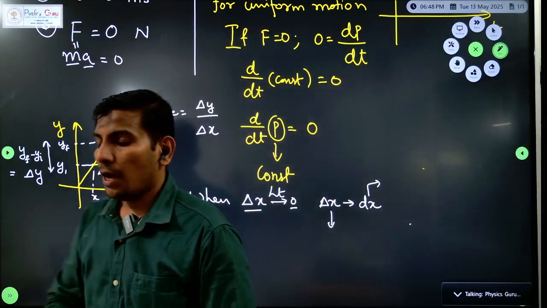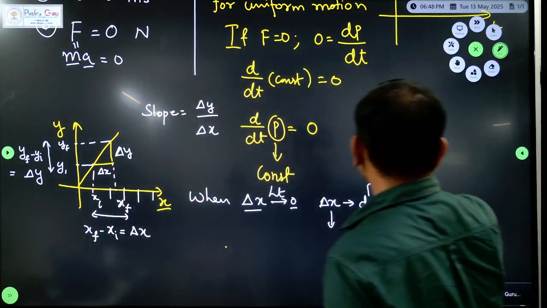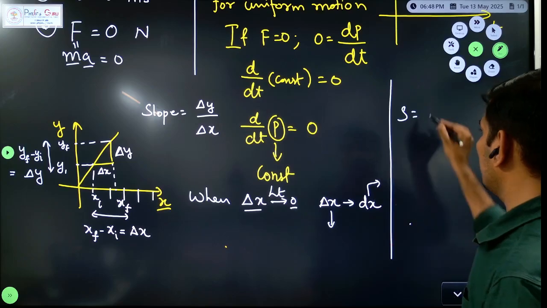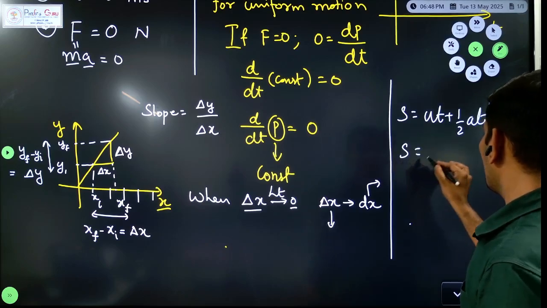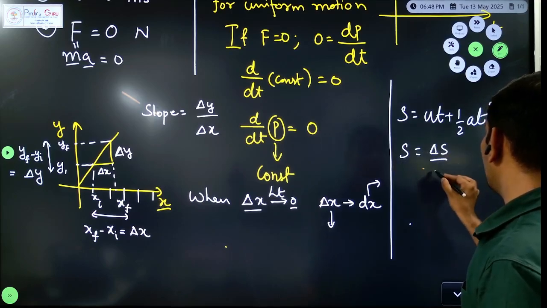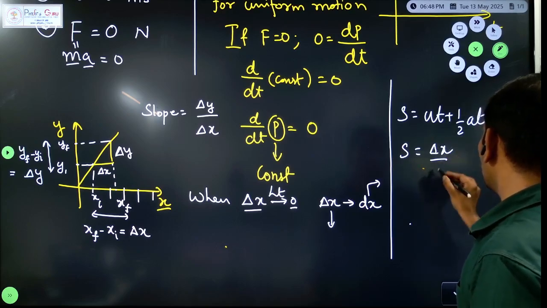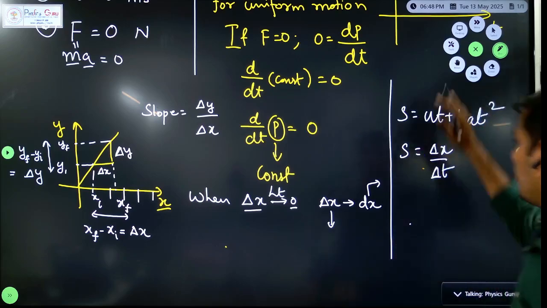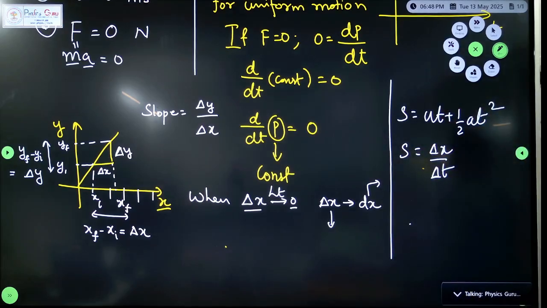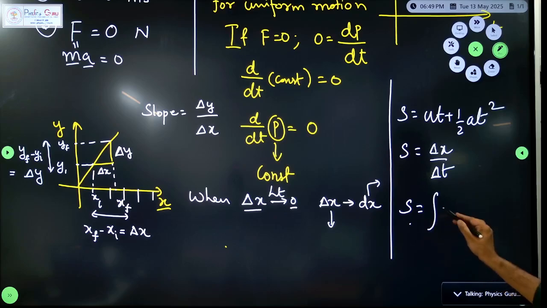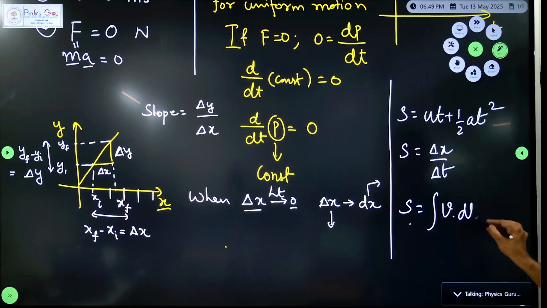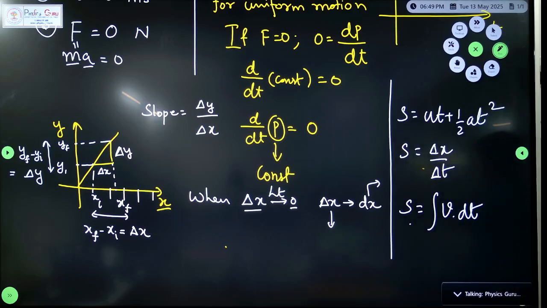Got it? I won't get stuck there. The displacement equations I know, like s equals ut plus half at squared, or velocity as change in position divided by change in time, I won't use those. There I will directly use displacement is equal to integral of v dt. I will go for this. Noted?